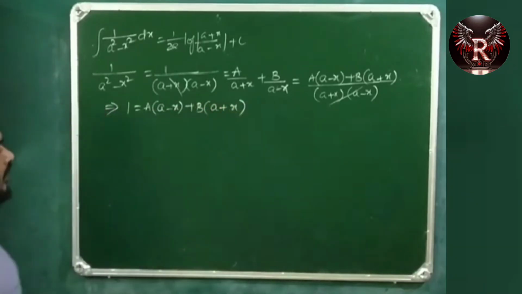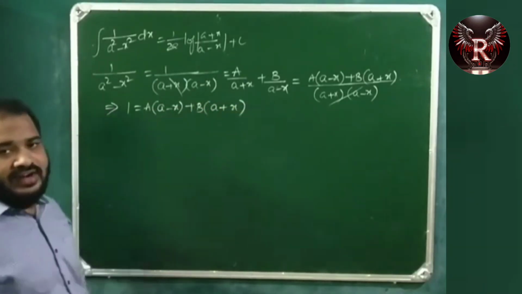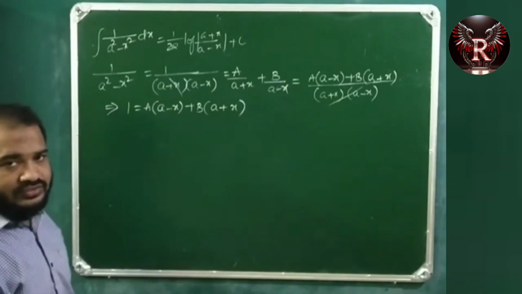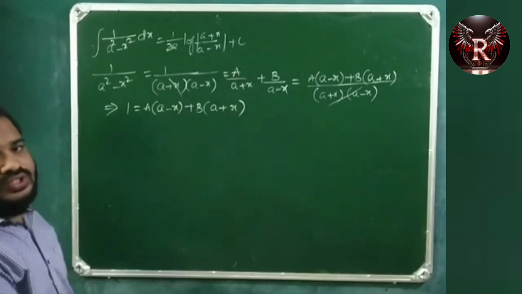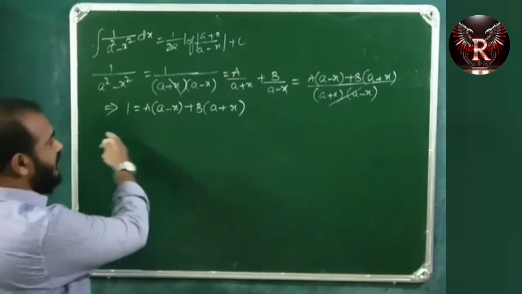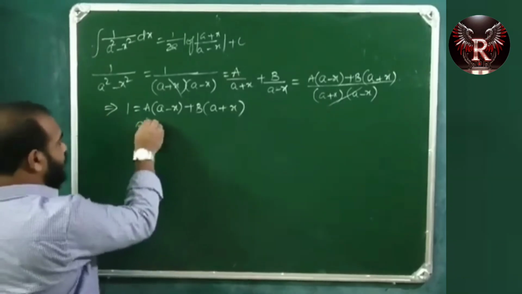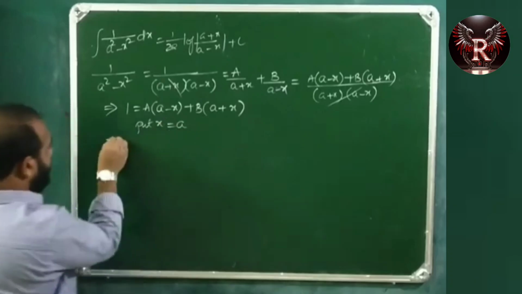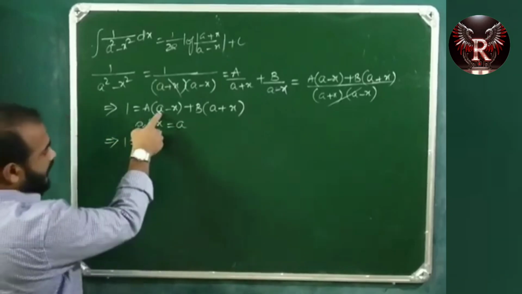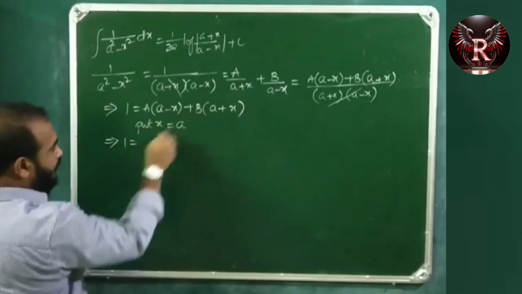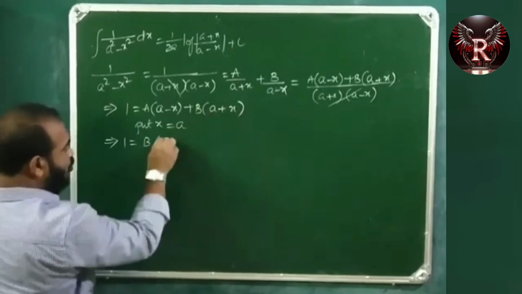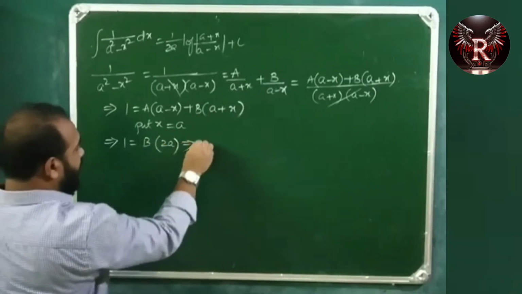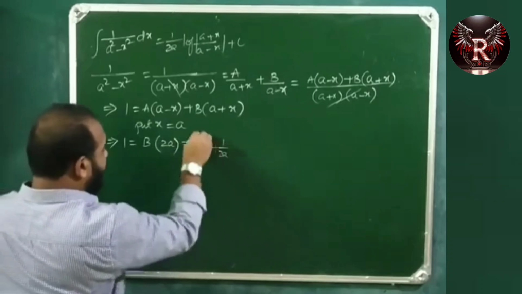Here a minus x being a linear factor, equated to 0, a equals x or x equals a. x equals a is the root, and the root has to satisfy the equation. So put x equals a. This implies 1 is equal to A into a minus a, which is 0, plus B into a plus a, which is 2a. So B is equal to 1 by 2a.